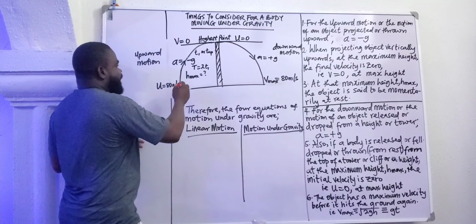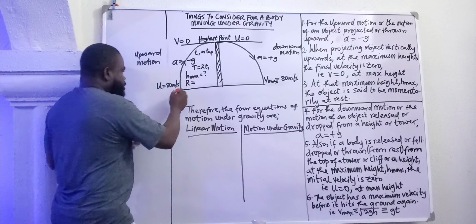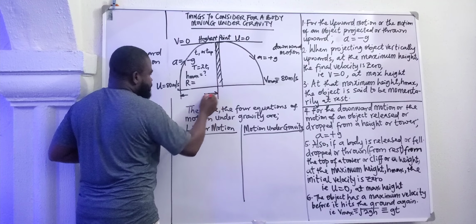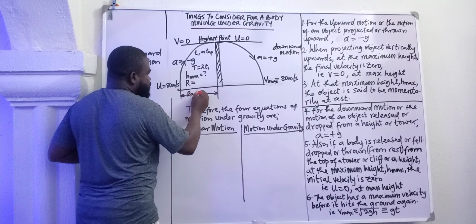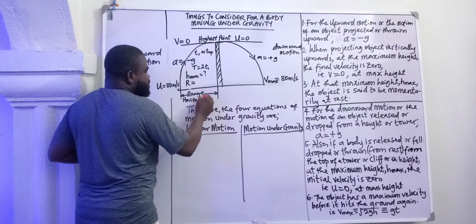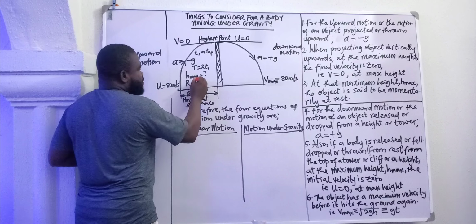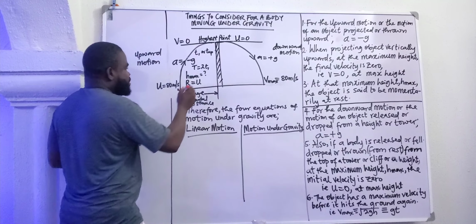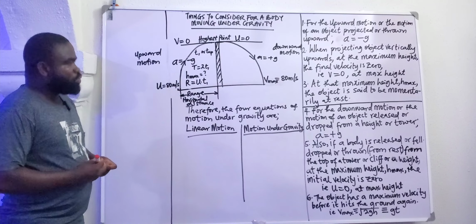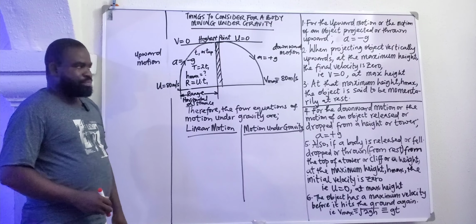Also, we will be asked to look for the range. The range is also called the horizontal distance. It is given by this portion, range or horizontal distance. To obtain it, we multiply the initial velocity times the time it takes to get up. So we will obtain a relationship or formula for these various points.